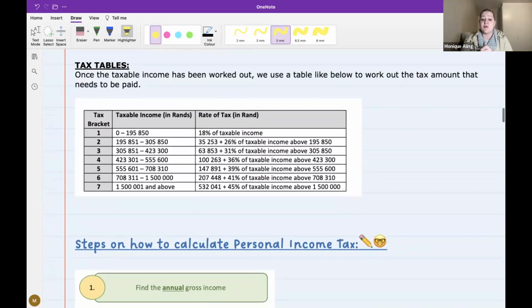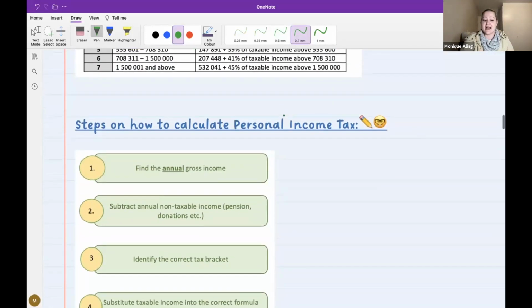So once you have someone's taxable income, here it is over here, once we have minused the pension, any RAs or donations, we then look at the tax bracket that the person falls into. So let's say, for example, they fall into tax bracket 3. That means their salary falls between these two numbers. Once we've identified the tax bracket, we look to the right of the table and we use this information over here to actually calculate the tax amount. Okay, so that's just a recap on what a tax table looks like.